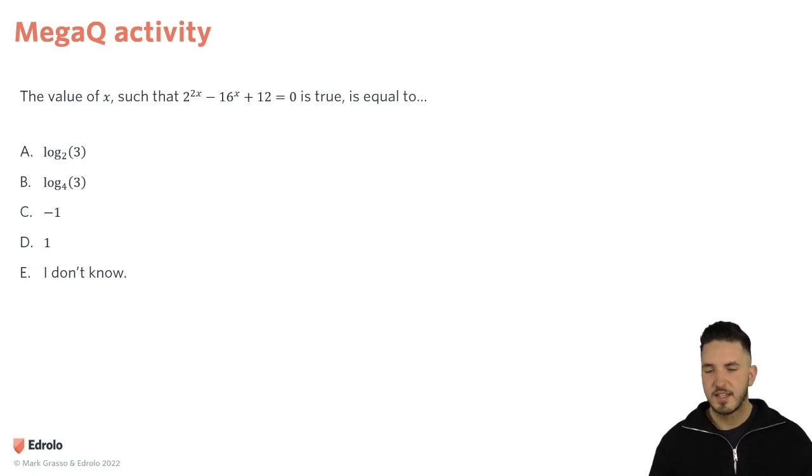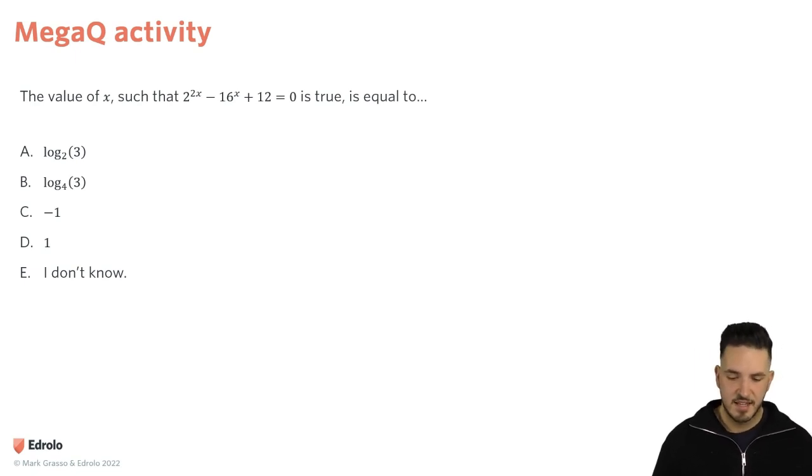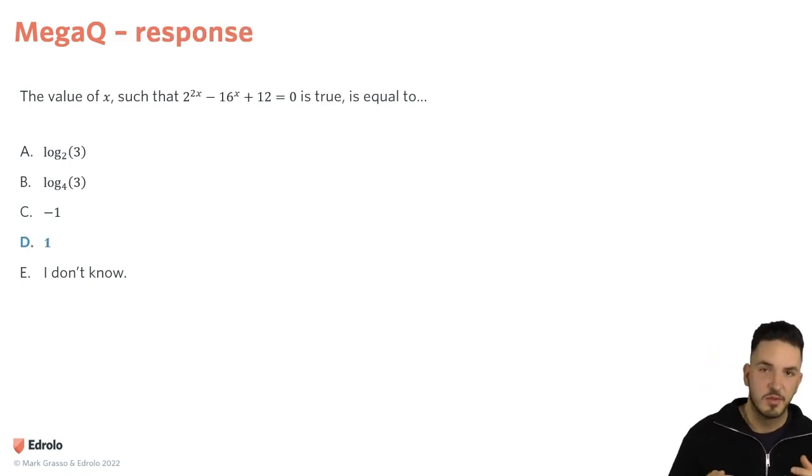Putting this all together now, we're going to be finding the value of x such that 2 to the power of 2x minus 16 to the power of x plus 12 is equal to 0. This is true for when x is equal to which? So x would equal 1.